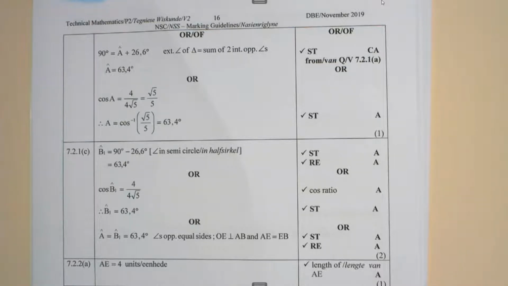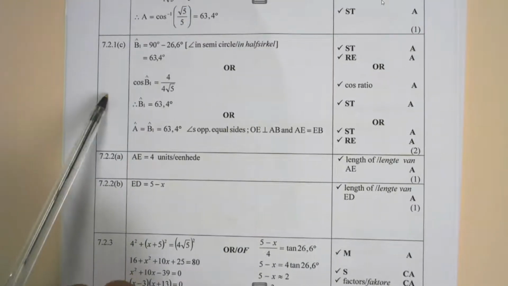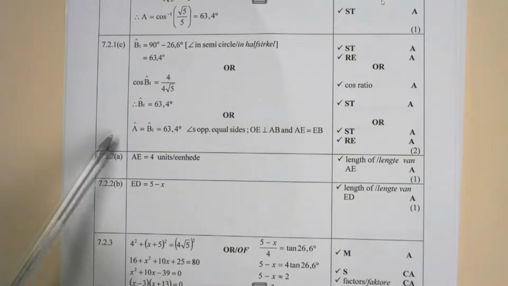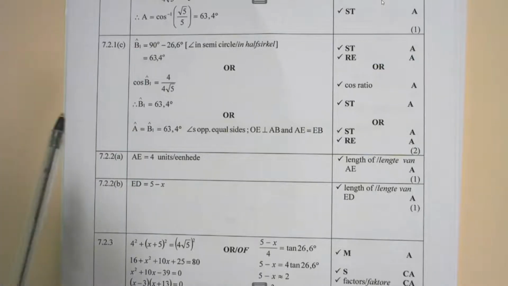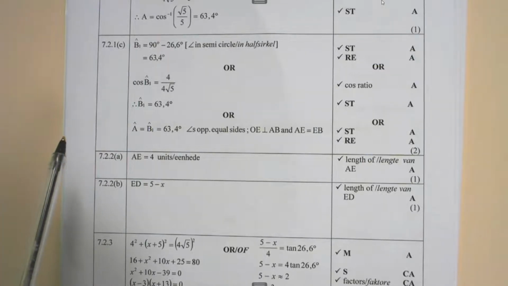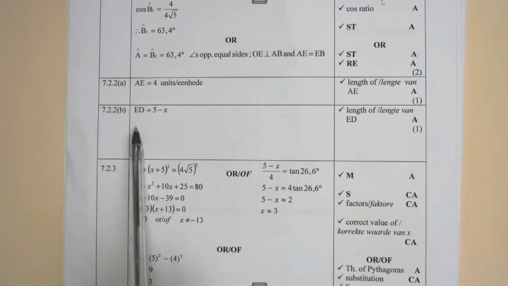Right? Another alternative, learners can also use the ratio, because there are 2 sides that are given. So learners may also use cos A. If we look at 7.2.1 C, here we are also looking for B1. B1 is also 63,4 degrees.